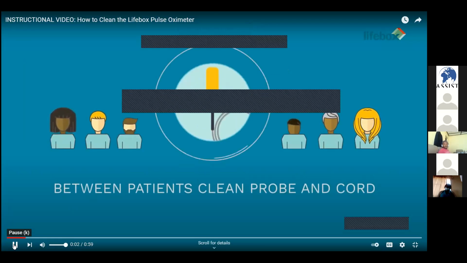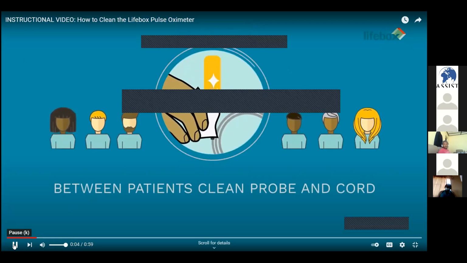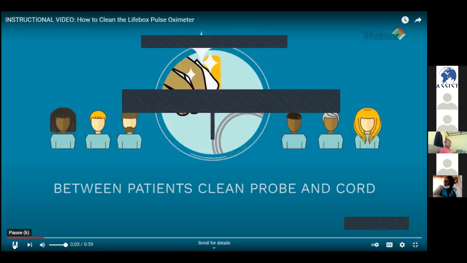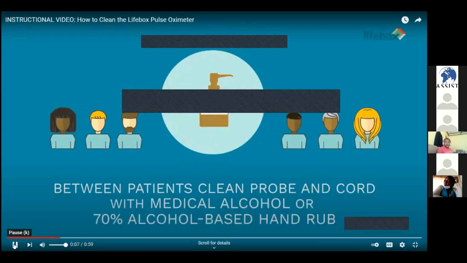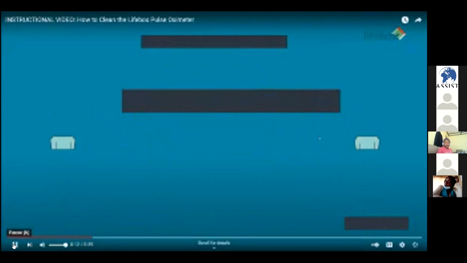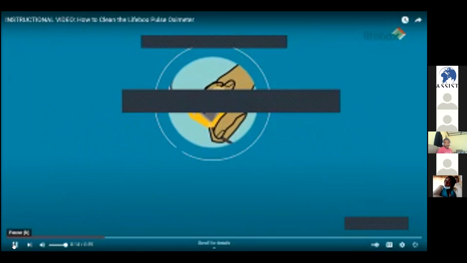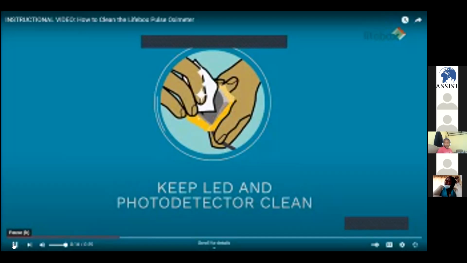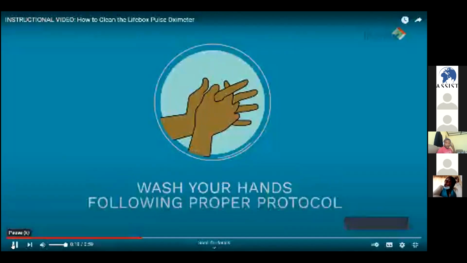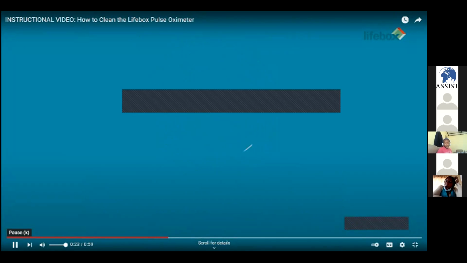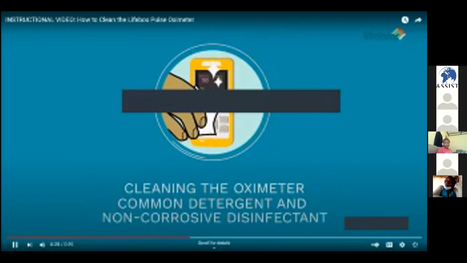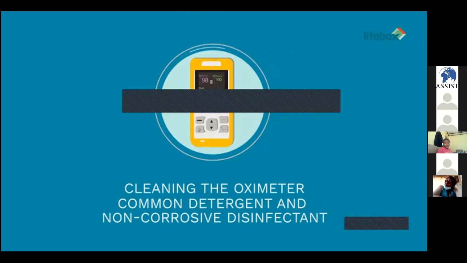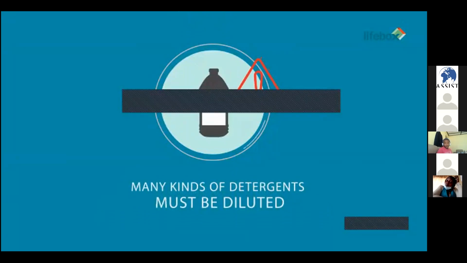Between patients, it is essential that you gently clean the probe and cord with medical alcohol. Small amounts of 70% alcohol-based hand rub will also work, but should be applied sparingly. It's important to keep the LED and photodetector clean. Please also remember to wash your hands, following proper protocol between patients. The oximeter should be wiped down regularly, using common detergent and non-corrosive disinfectant, such as those used in hospitals. Be aware that many kinds of detergents must be diluted prior to use.